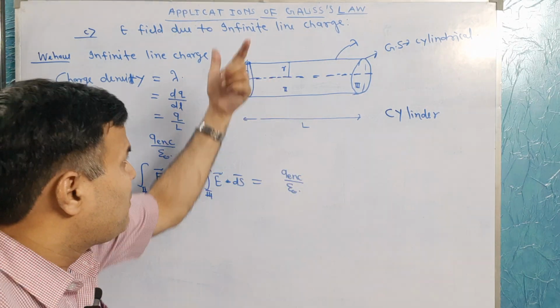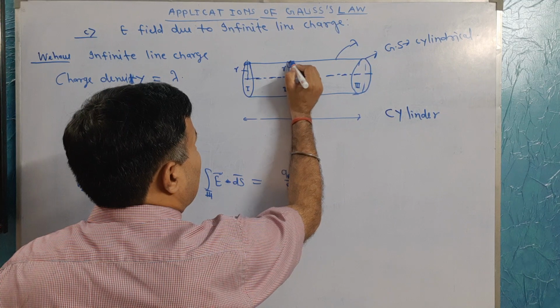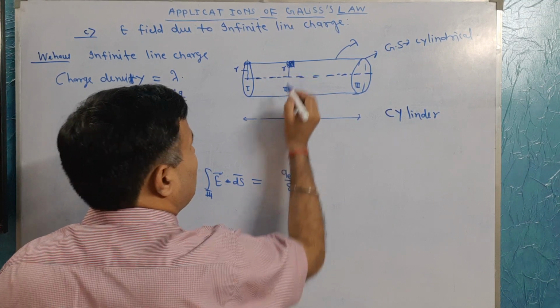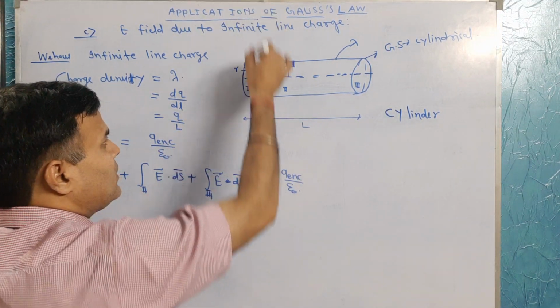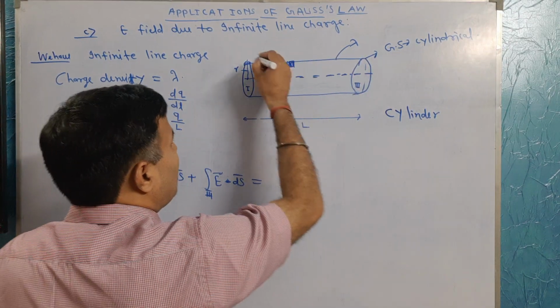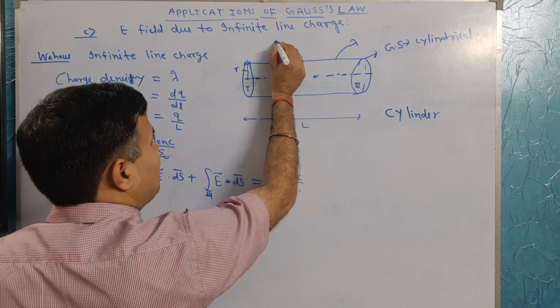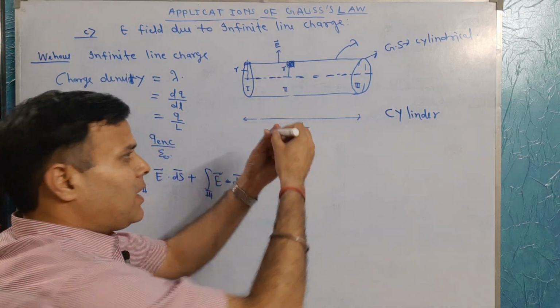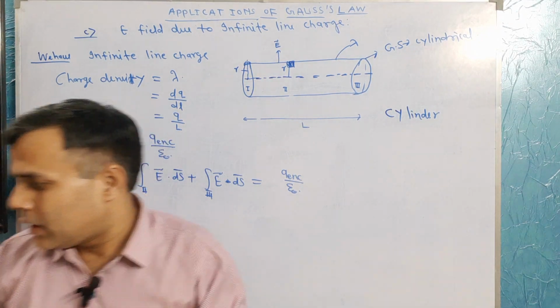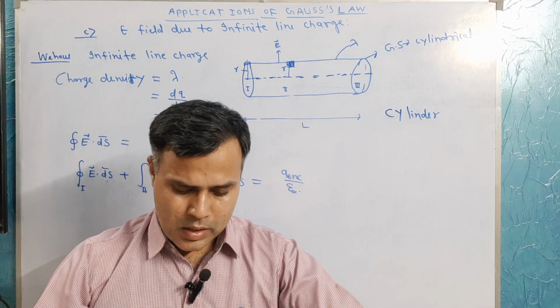But in this case we have a different profile. If you consider a small area, the electric field in this case is radially outward. From here to here, this is the direction of the electric field. And if you take the area vector on this surface, let me just roll this paper in order to visualize.